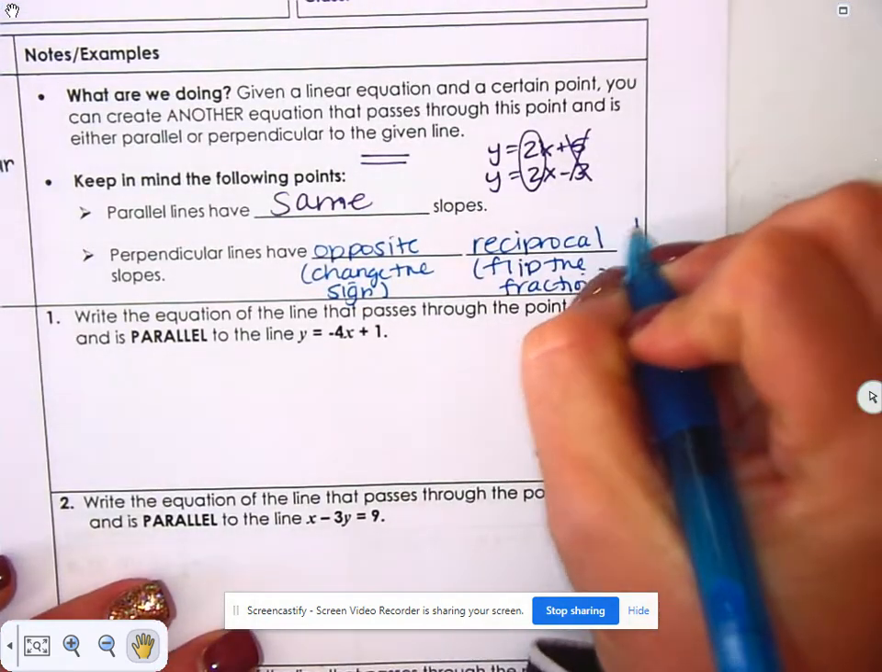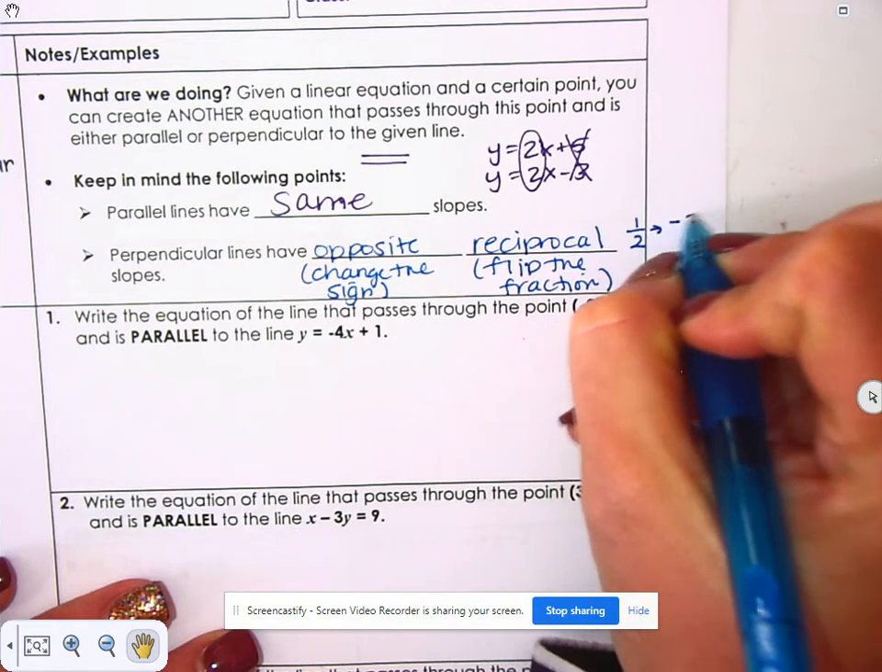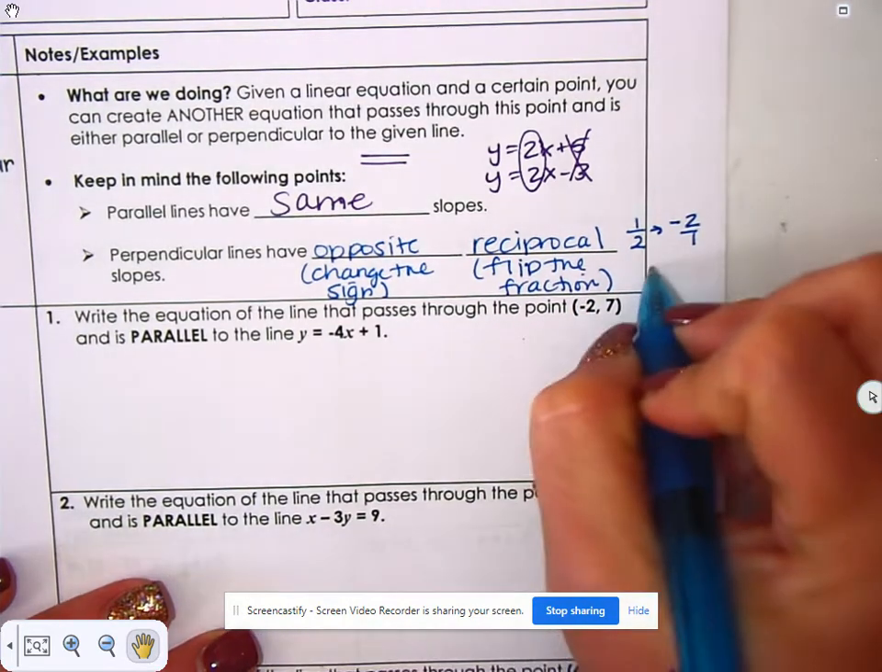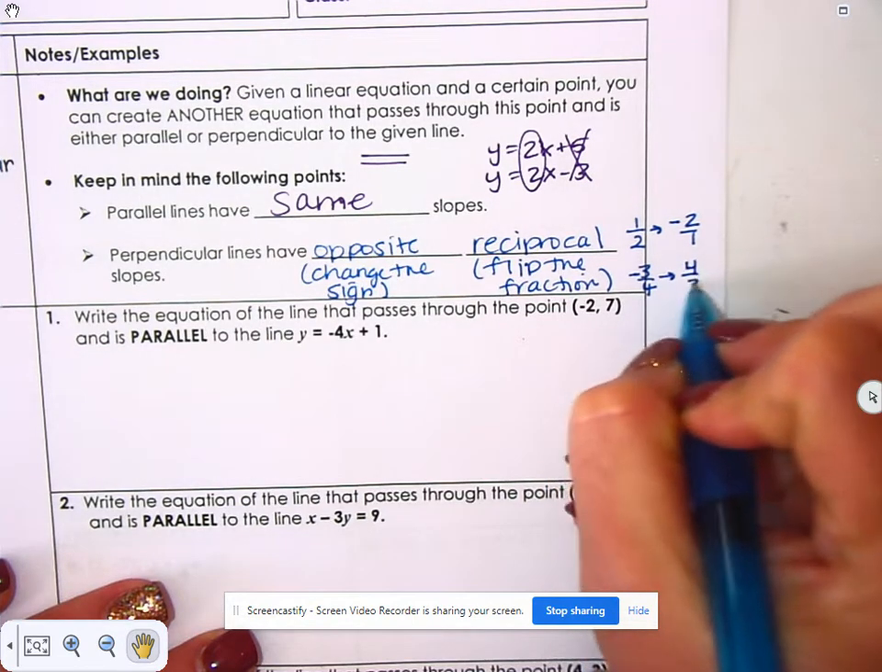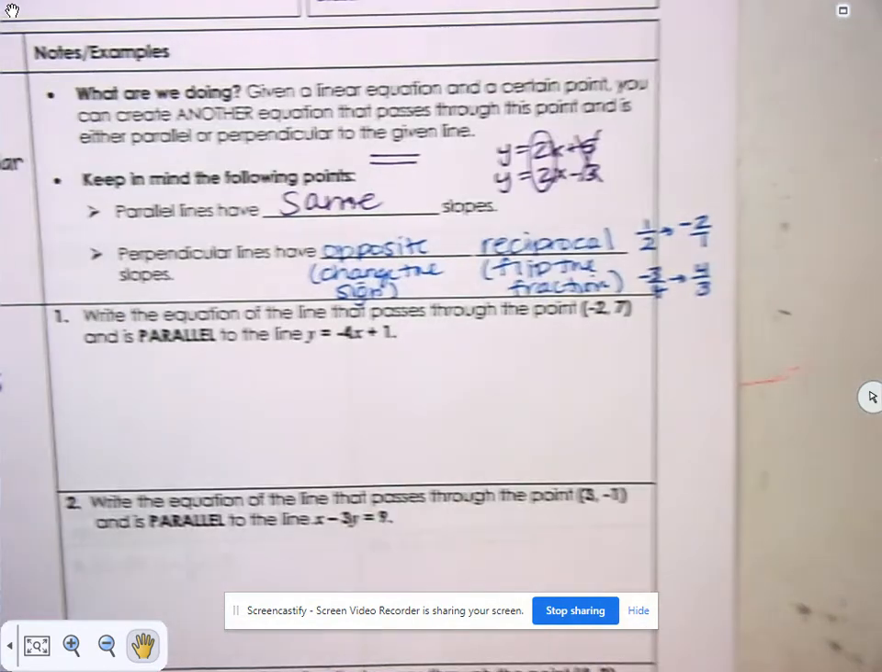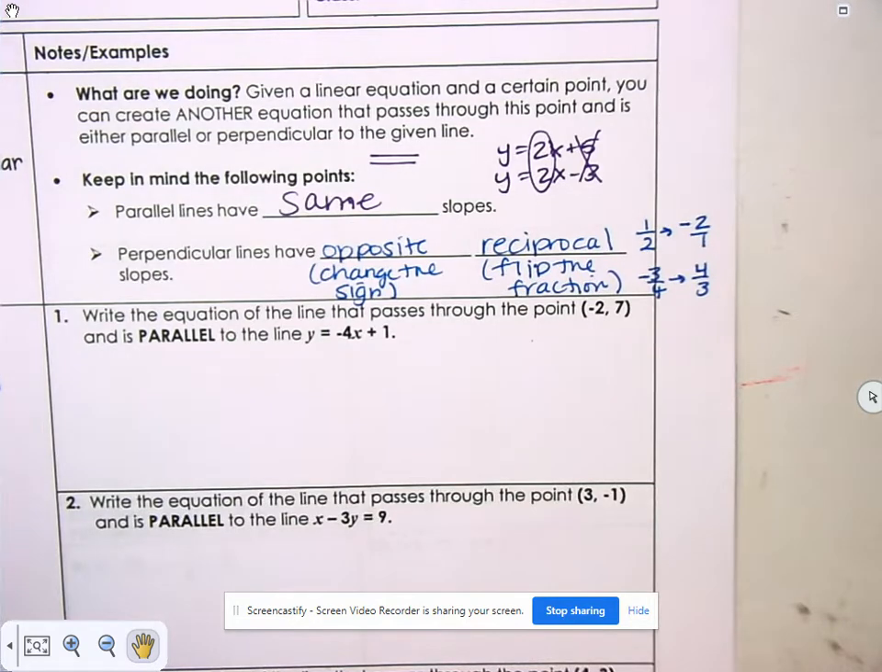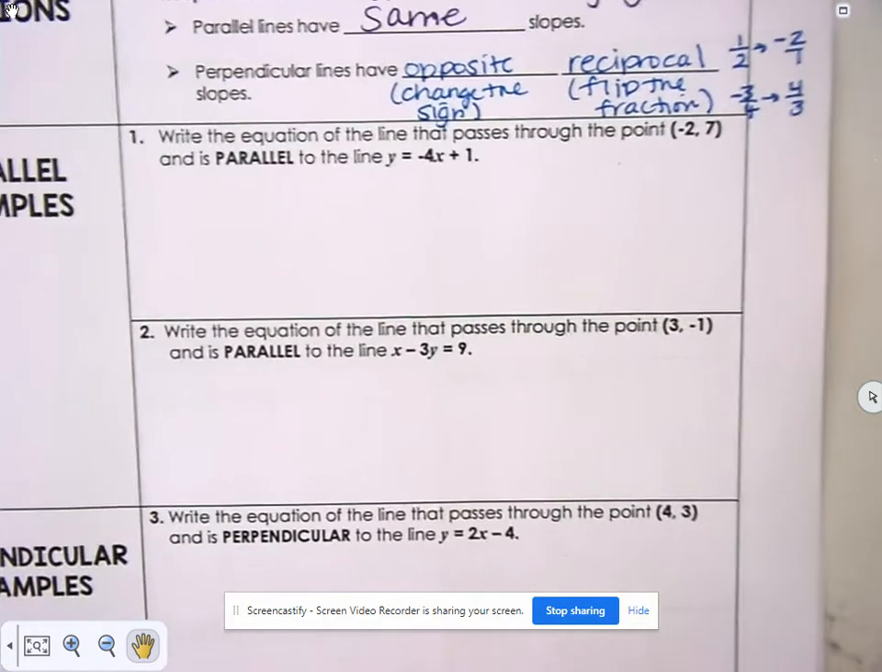Examples: if I have 1/2, then that would be negative 2 over 1. If I have negative 3/4, that would take me to positive 4 over 3. So there are two operations that have to happen there. You have to change the sign and flip the fraction. The first two that we're going to cover are parallel lines.